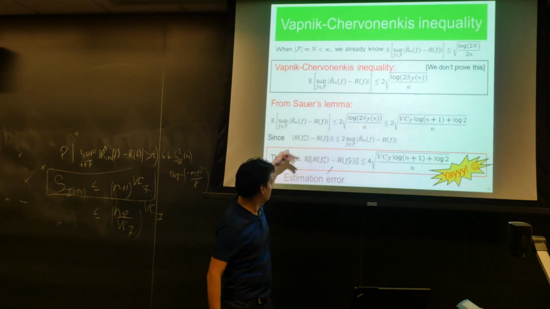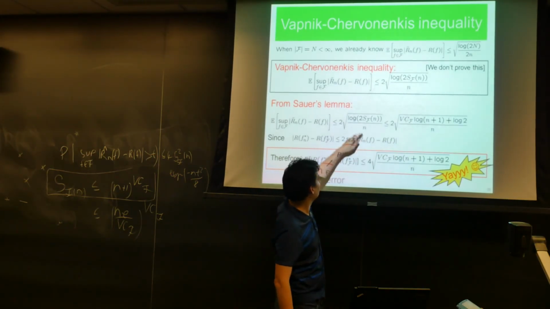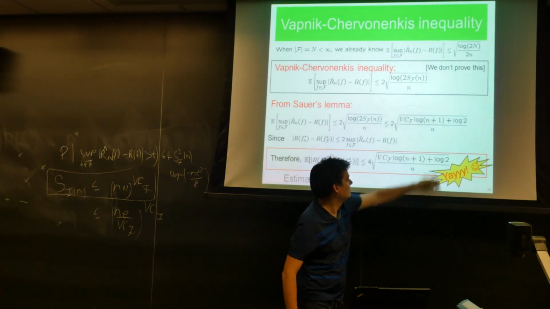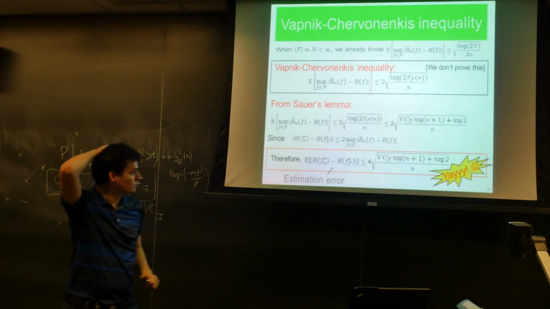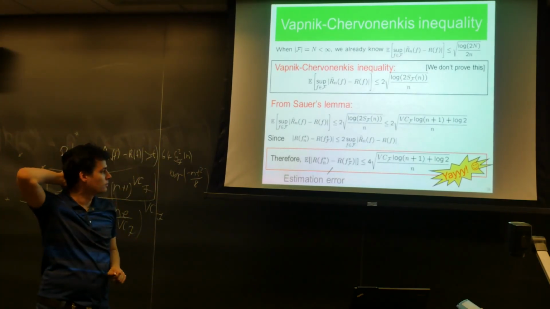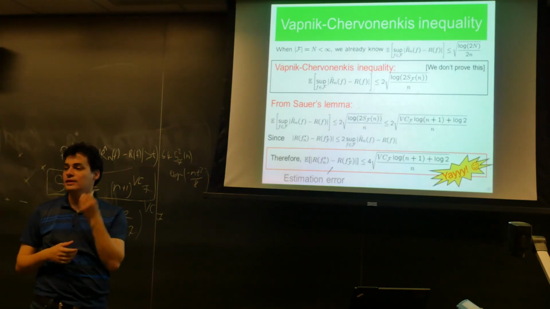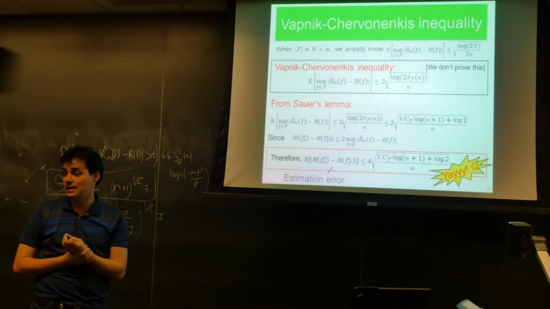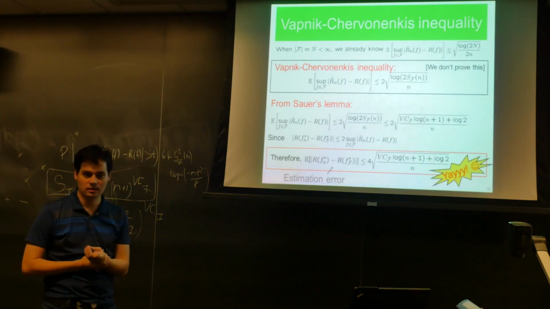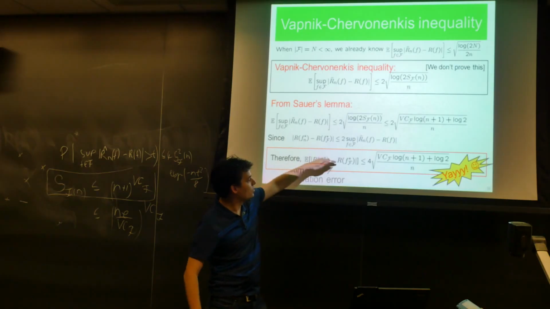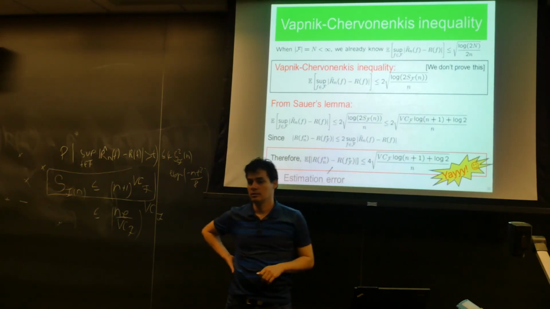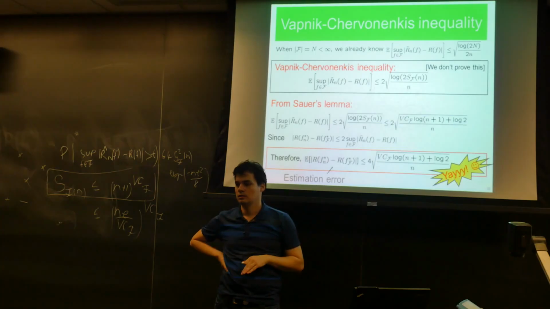So at the end, if you put things together, this expected estimation error can be upper bounded by 4 times the square root of VC times log(n+1) divided by n. So what we can see now is that if you have a fixed VC dimension, even if the function class has infinitely many elements, but the VC dimension is finite, then the estimation error, if you use empirical risk minimization, is going to 0 with square root of n rate. Any question on this?